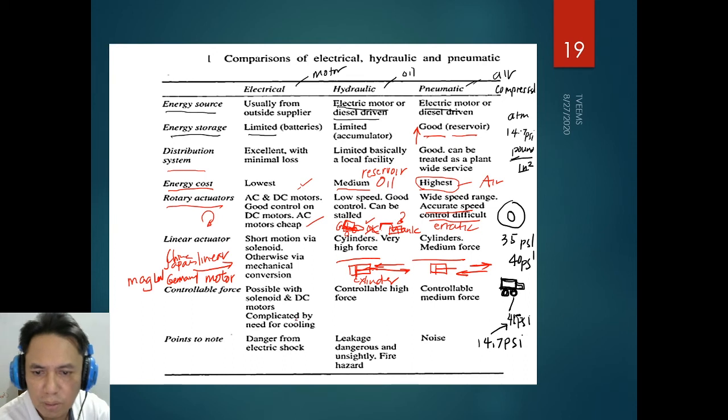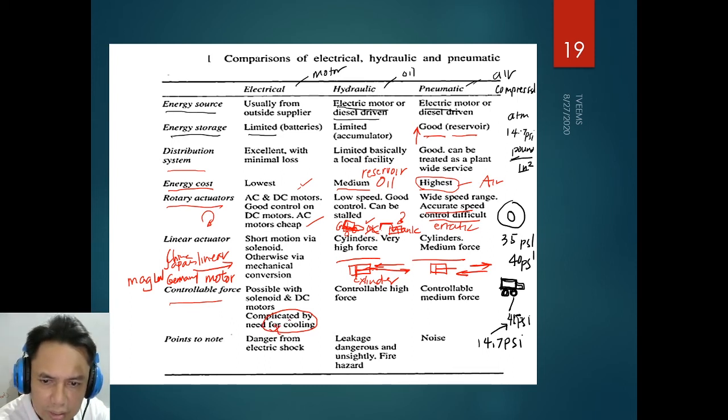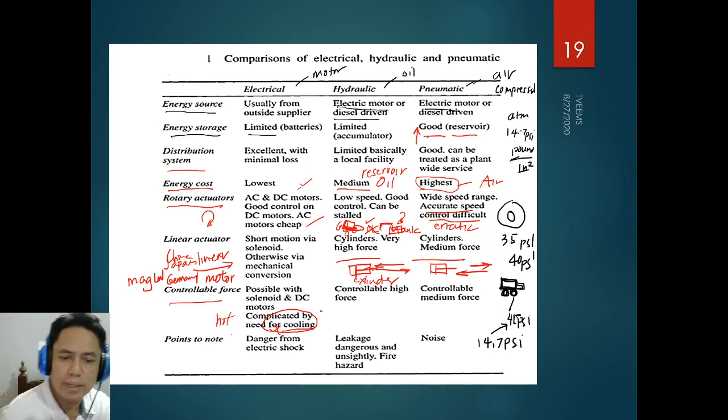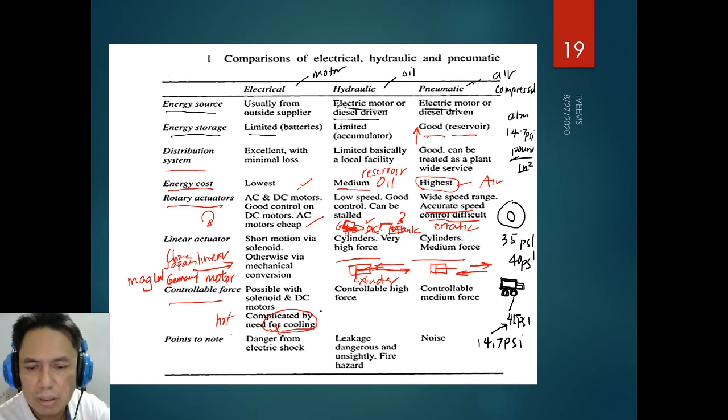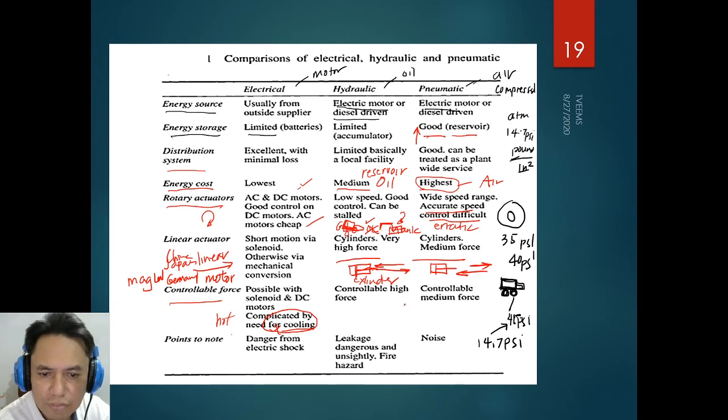Controllable force is possible with the solenoid. This one is the solenoid. DC motors are complicated by the need for cooling, because when a large load is being tackled, the whole system gets hot, no? And it should always be cooled so that the windings of the solenoids or the motors will not be affected. This one, the controllable force, is very high.